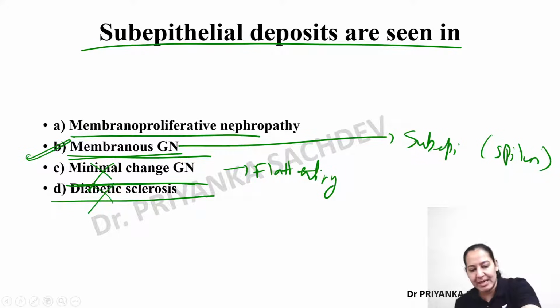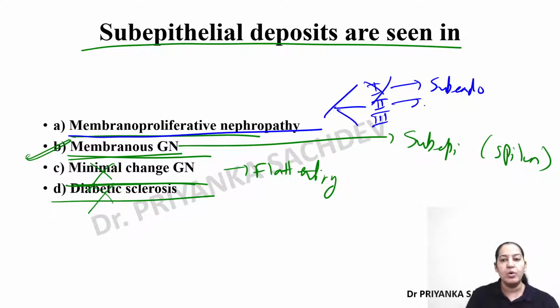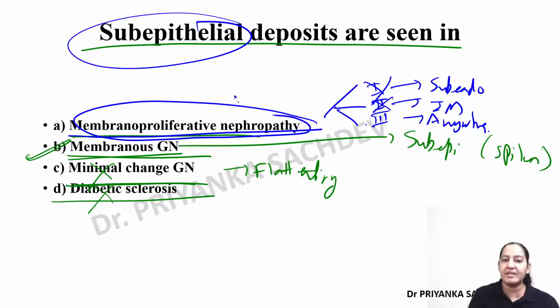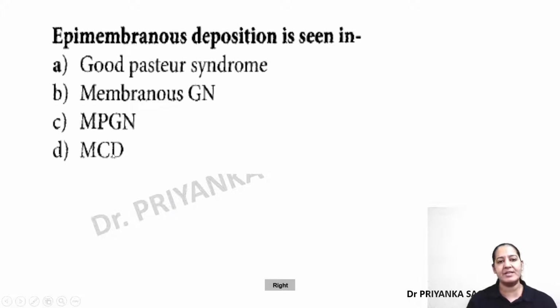In A, some students can argue, ma'am, MPGN is of three types, type 1, type 2, type 3. Type 1 is subendothelial, so of course type 1 is not the answer. Type 2 is intramembranous, that is also not the answer. But type 3 can be anywhere, as I have told you. So it can be subepithelial also. Partially, this option is also correct. But membranous is always subepithelial. So the best is to go with B. If B option was not there, I would go with A. You got my point, Siddhika, Sachin. So the correct answer here will be B.